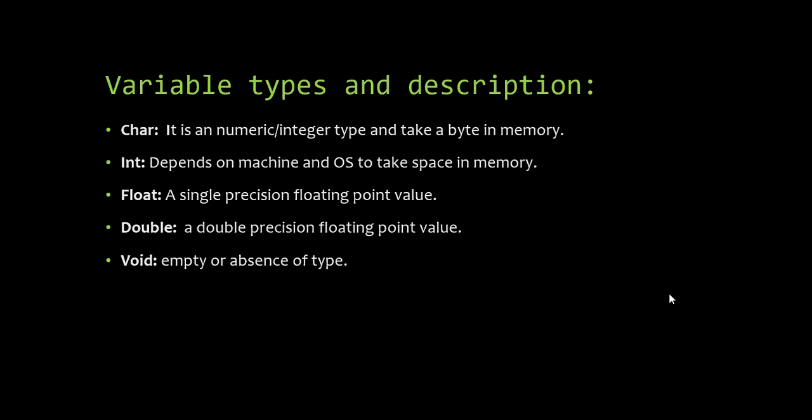If we define a variable of type float, it takes a single precision floating point value. If we define a double, then a double precision floating point value will be defined. And if we define void as the return type or the function argument, it means empty, or the absence of data.